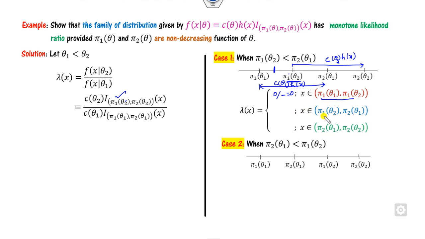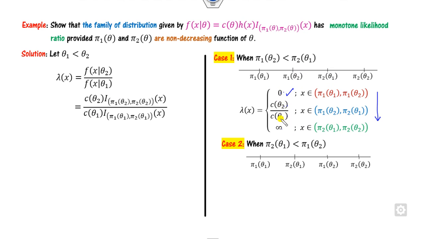Second part is when x lies between here, so both the portions are there, so the answer will be c theta 2 hx divided by c of theta 1 of hx. Hx will be cancelled out, so it will be here, and for the last case it will be infinite. Clearly it's increasing, because it's 0, then a positive number, and then infinity, that's non-decreasing.